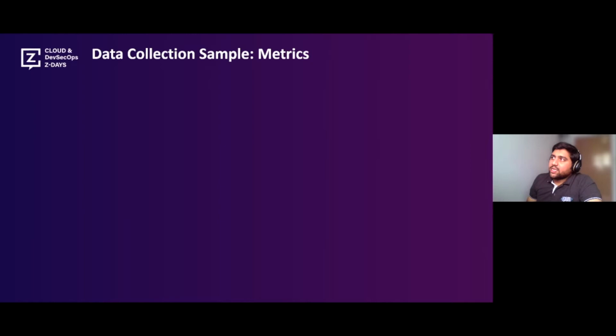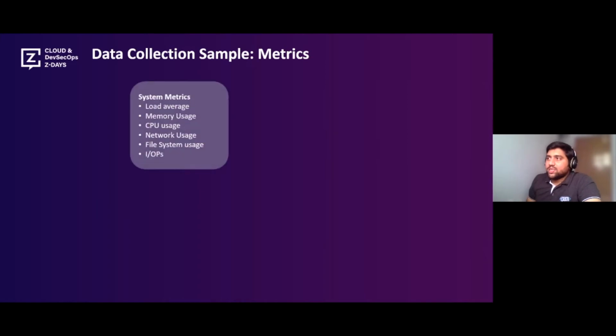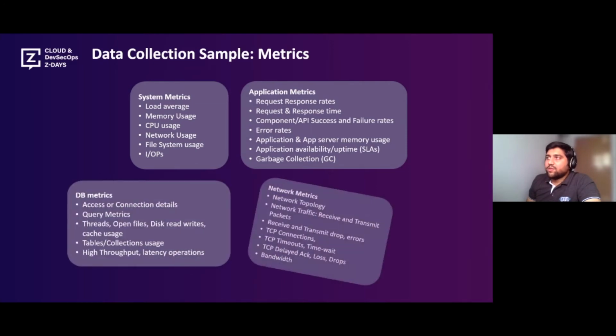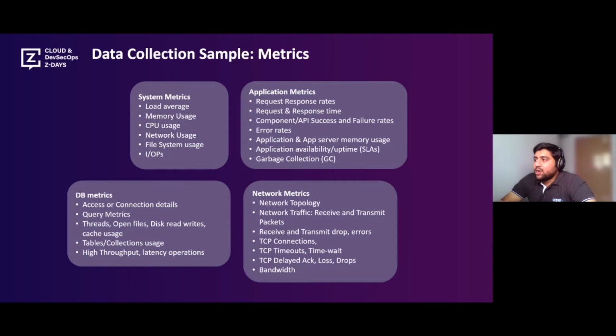Before going to the architecture part, I'll also quickly cover the different kinds of data. I've tried to represent a sample subset of the kind of data that can be collected from a system. So we have system metrics, application metrics, database metrics, and network metrics. The more data that we have, the more analysis can be done on top of the data. This is a sample subset, as I mentioned. In the system metrics, we can have Linux or Windows system level metrics, like CPU usage, network usage, and file system usage.